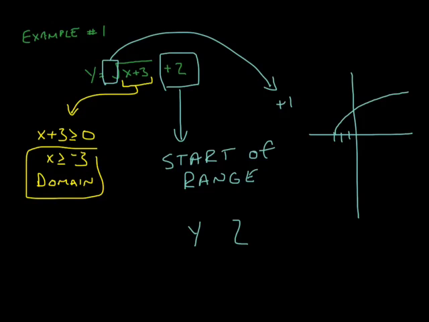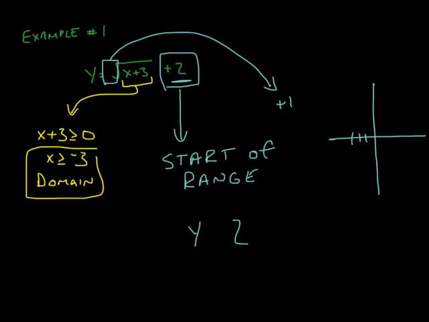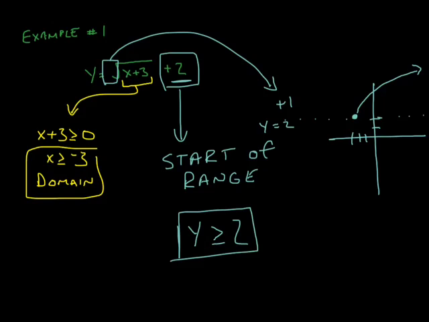But not only is that going to happen, because of the 2 right here, it's going to shift up 2 units. Okay, so instead of looking like this, it's going to be shifted back 3 units and up 2 units. This is where this one's going to start, and it's going to go up like this. In other words, our y values are going to become greater than, here's where our y values are 2, and all of the y values that are coming out are above that. So our range is going to be greater than 2.